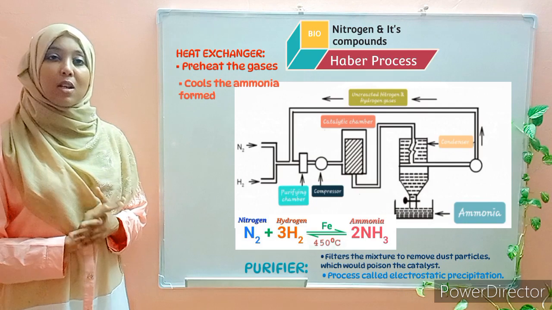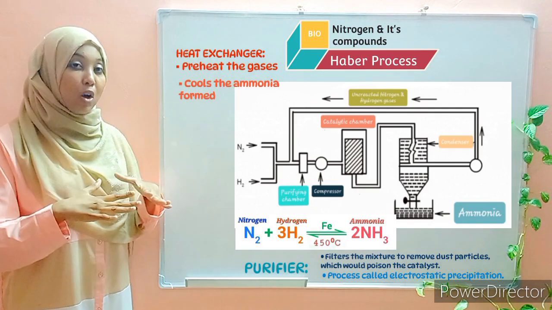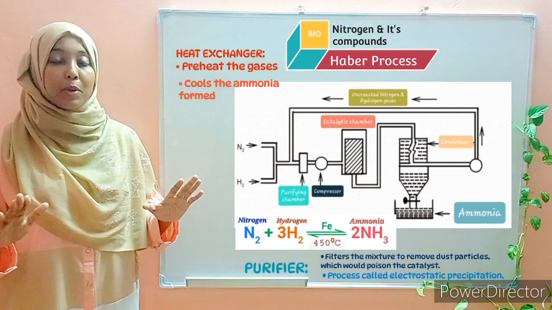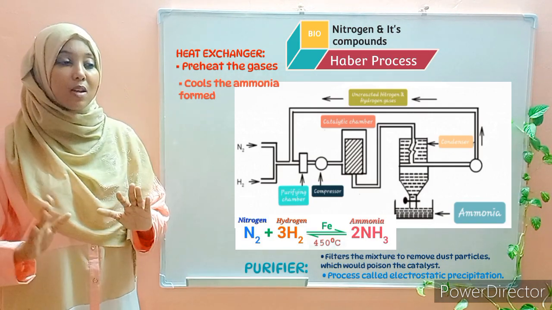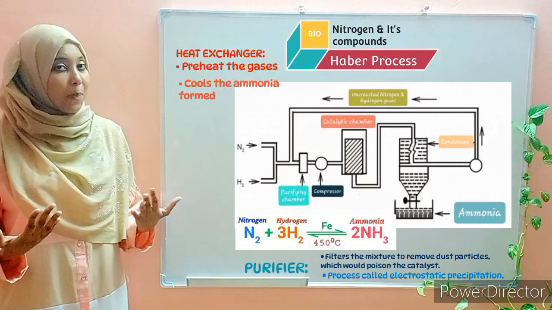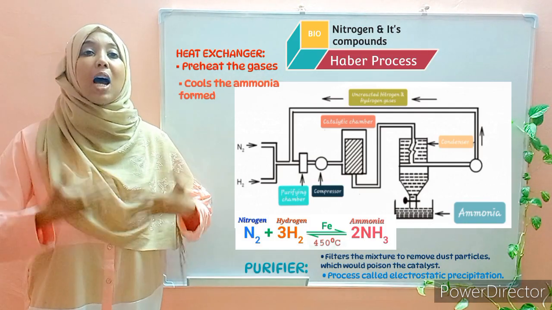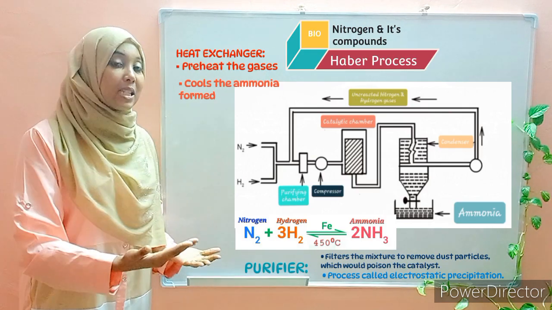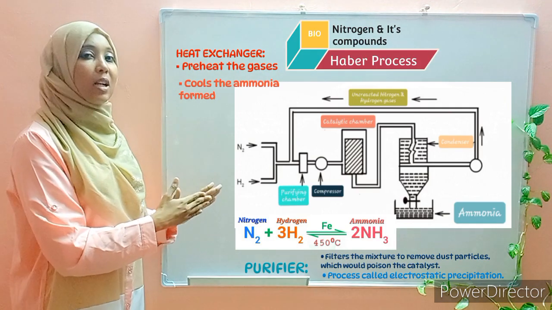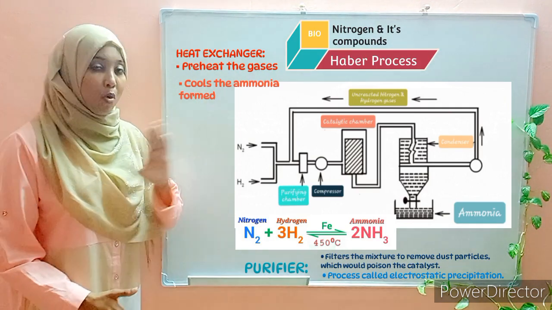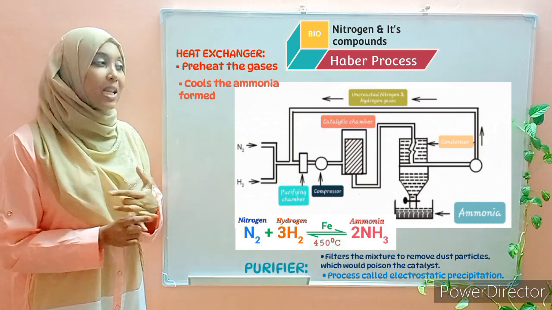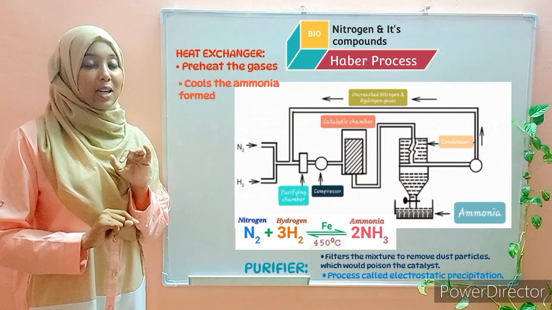Moving on to the next, compressor. The mixture of gases, nitrogen and hydrogen, are compressed at very high pressures of around 200 atmospheres. Third step, they are moving into the heat exchanger. What happens in the heat exchanger? The gases are preheated. Next step, catalytic chamber. In the catalytic chamber, the nitrogen reacts with hydrogen to form ammonia. This of course occurs under temperatures of 450 degrees Celsius and in the presence of an iron catalyst.